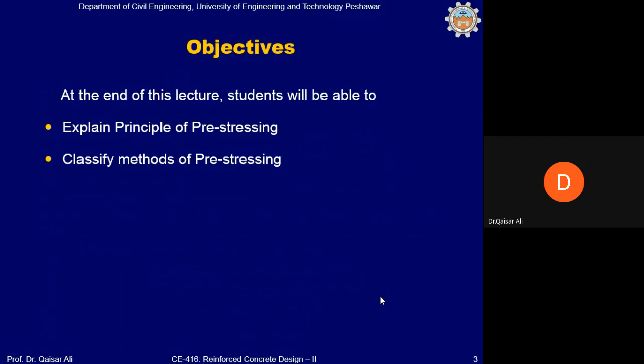Objectives of the lecture are that at the end of this lecture, students will be able to explain the principle of pre-stressing and classify methods of pre-stressing.